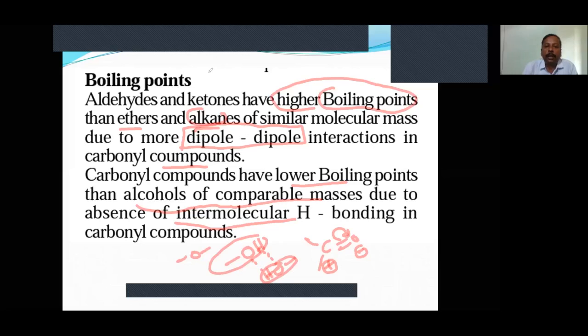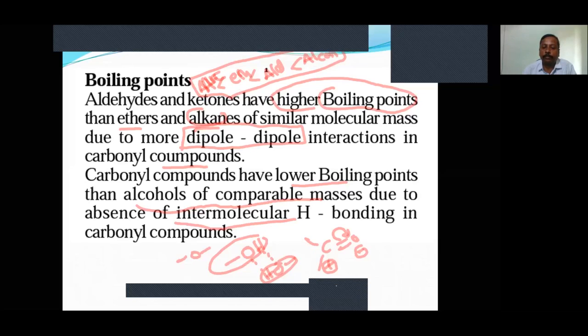So here I am writing the series. Alcohols will have the highest boiling point, then aldehyde or ketone, then ether, then alkanes or hydrocarbons. So the highest boiling point will be of the alcohol, second highest will be of aldehydes or ketones, third highest will be of the ether, and lowest will be of the hydrocarbons.